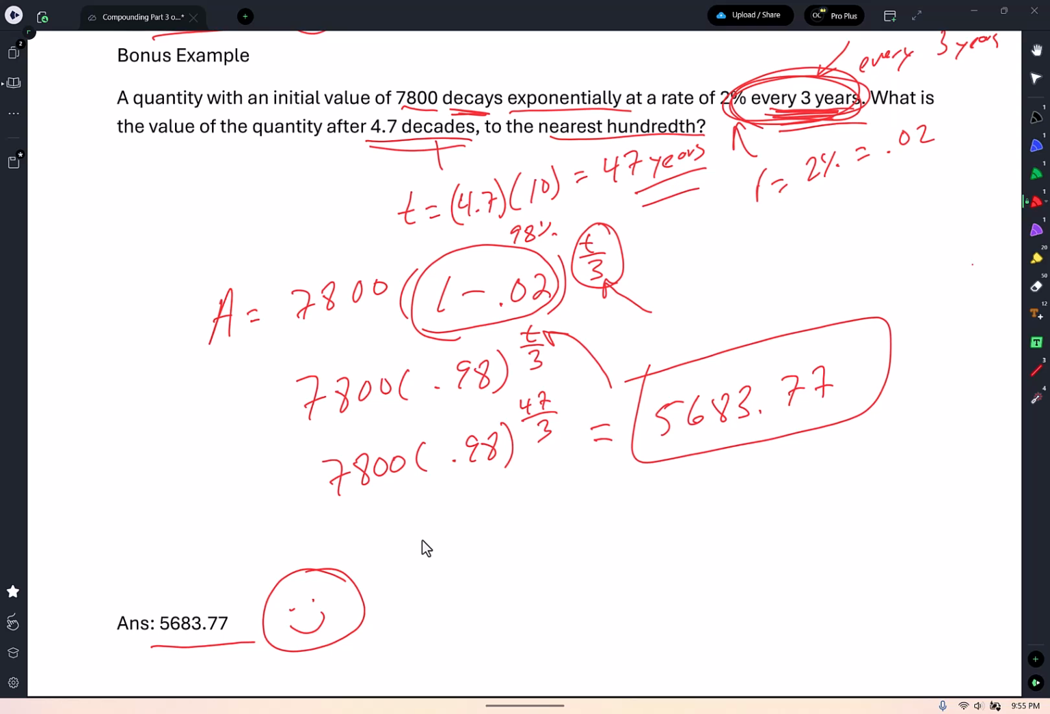Hopefully that made sense to you. Why did we put that 3 in there? Because that's what one cycle is, quote unquote, for exponential decay. It's every 3 years. That's why I told you in part 1 of the video, sometimes they include the n in the exponent, sometimes they don't. It just depends on the situation, guys.